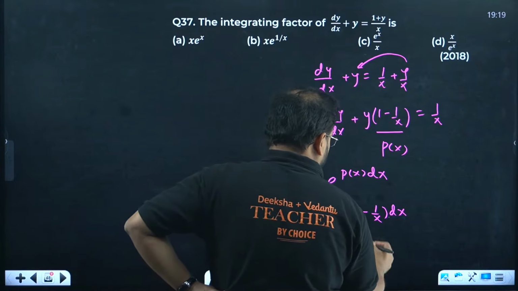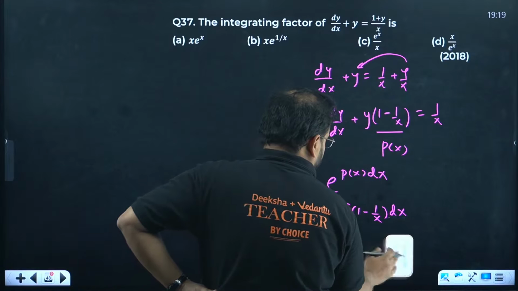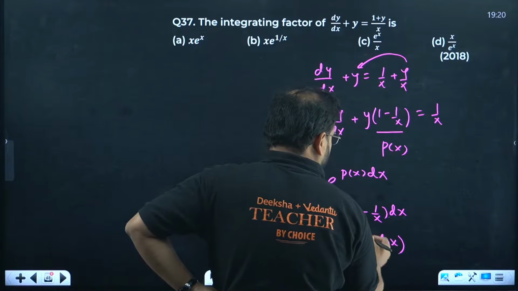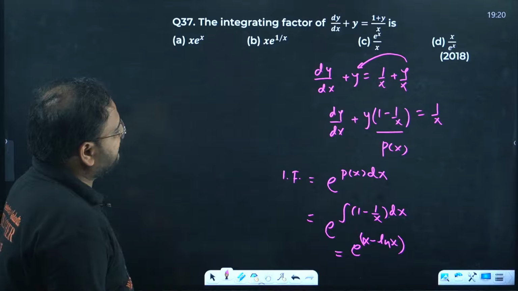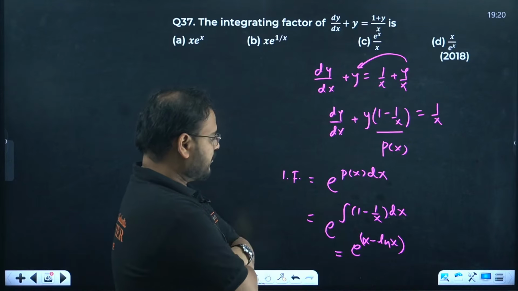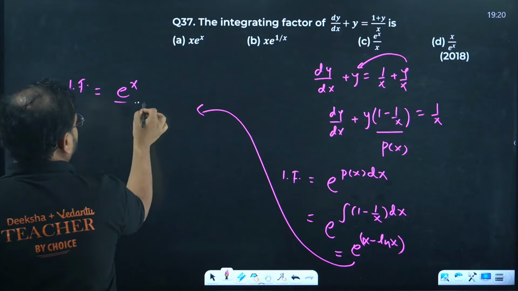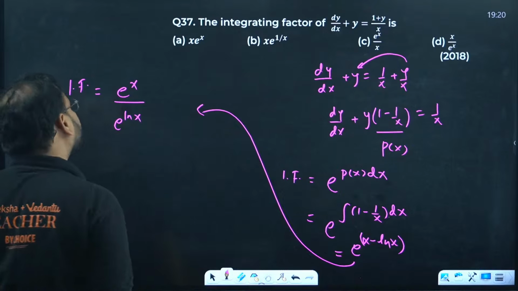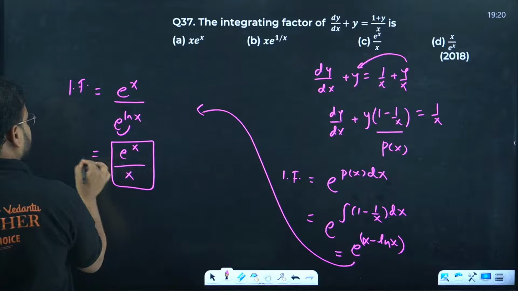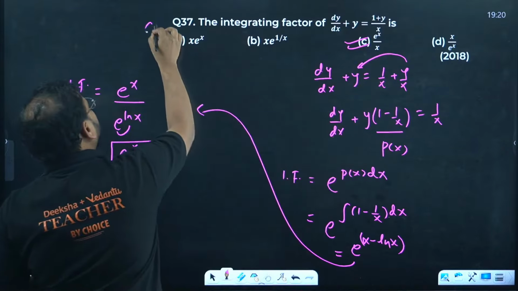So what do we have? E power x minus ln x. We could also write x minus 1 upon x, but that will not work. Let's continue here. Integrating factor: e power x in the numerator and e power ln x in the denominator. So e power x remains as it is, e power ln x cancels the effect and only x is left. This is your integrating factor, e power x upon x, which is option C. For the 37th one, somebody said option C and your answer was right.